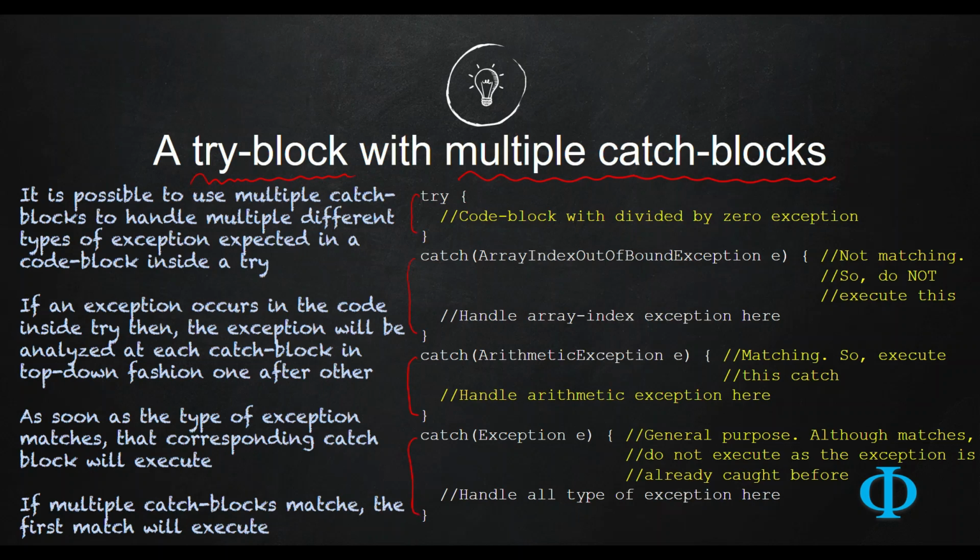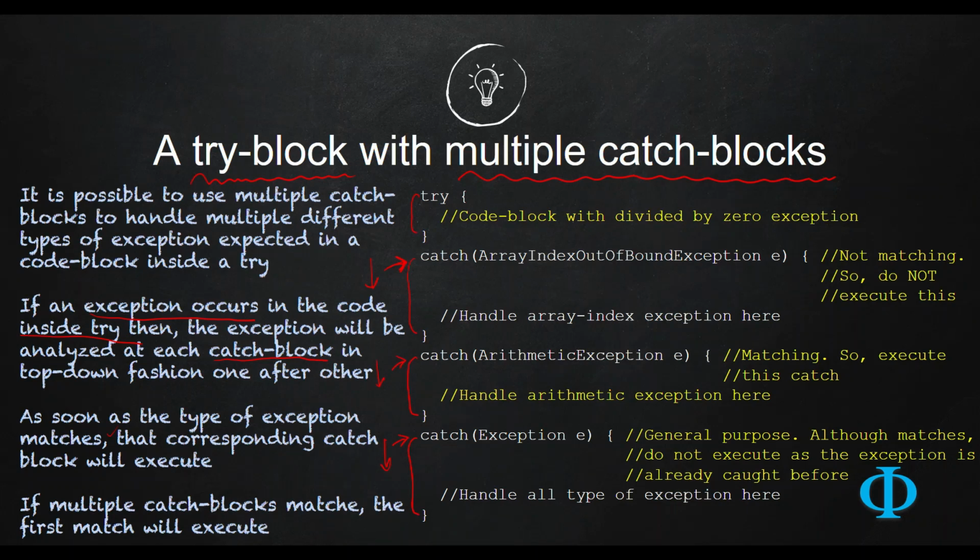So what happens is, basically, if an exception occurs in your block of code inside the try, then the exception will be analyzed at each catch block in a top-down fashion. That is, it will be analyzed in the first catch block first, then the next catch block, and then the next, like that. And as soon as the type of exception matches, that corresponding catch block will execute.